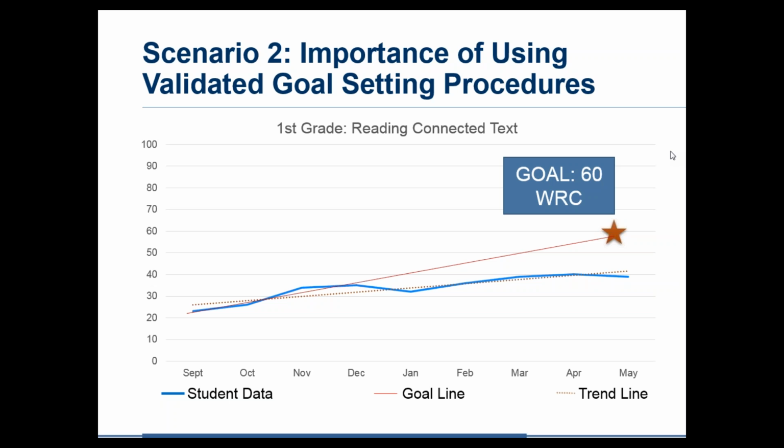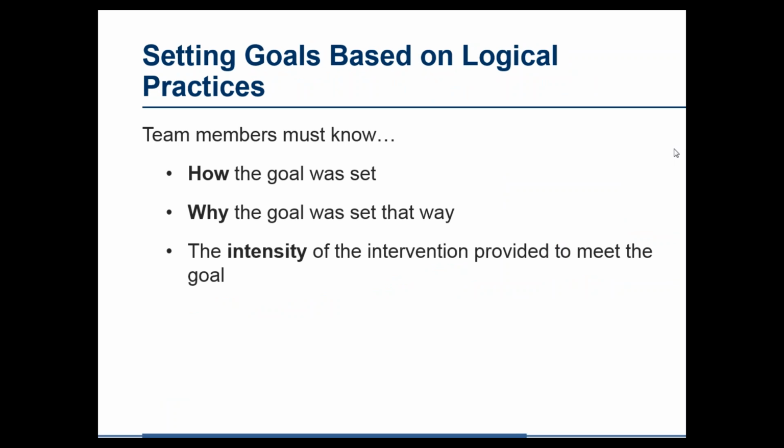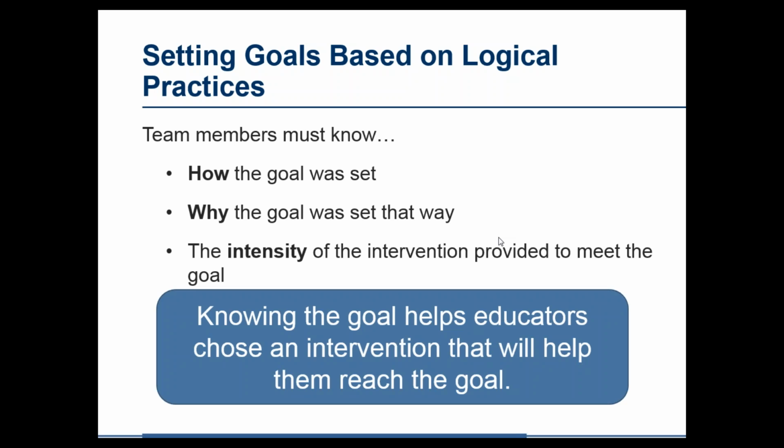How does setting the goal in this way change the team's interpretation of the data? It primarily provides confidence in the teacher's decision to talk with the parent about the child's progress. When considering goal-setting procedures, schools and districts must consider why and how the goal was set, how long the student has to achieve the goal, and what the student is expected to do when he achieves the goal. Once a goal is selected, the team needs to choose an intervention that is likely to help the student reach the goal.